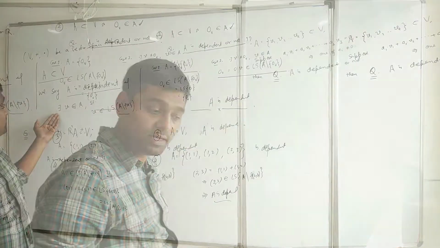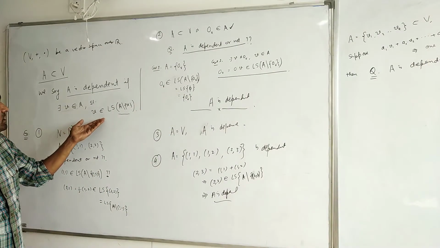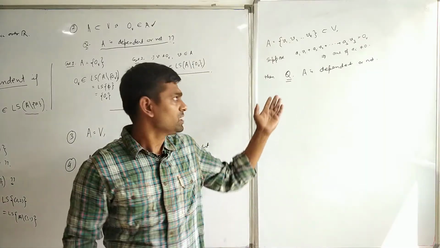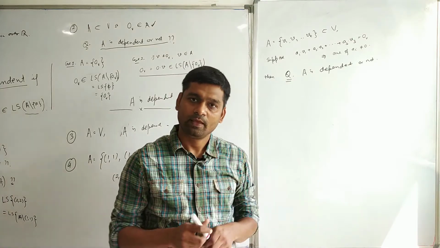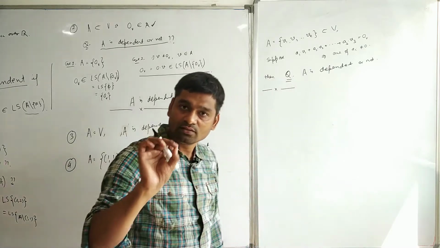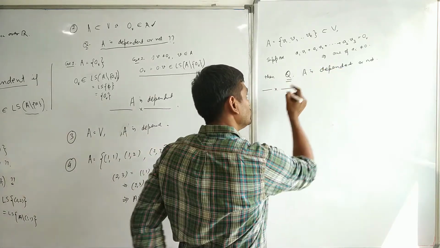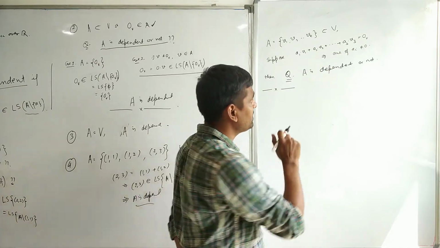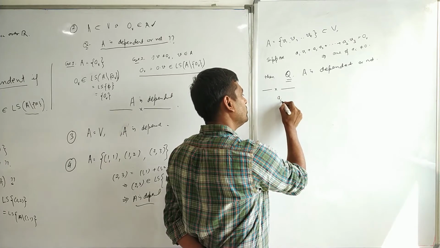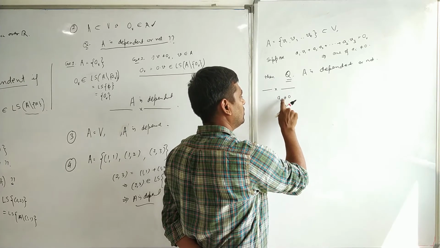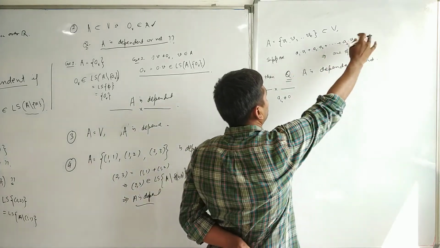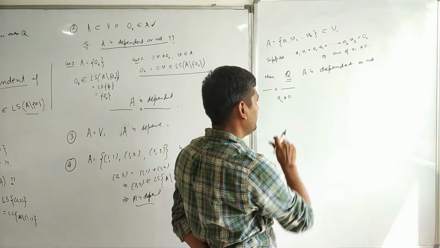What is the definition of dependent? If there exists a v belonging to V such that v belongs to LS of A minus v also. So this is the definition. So now what can you say about this one? See, what is given to you? Start with the things which are given to you. There is an ai which is not equal to 0, so let me say that is i naught. This ai naught is not equal to 0. This is given to you. And one more thing, this equation is there, only then ai naught is not equal to 0.